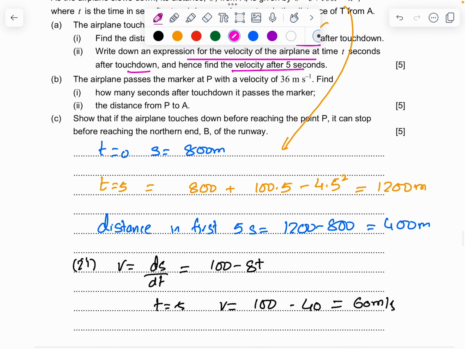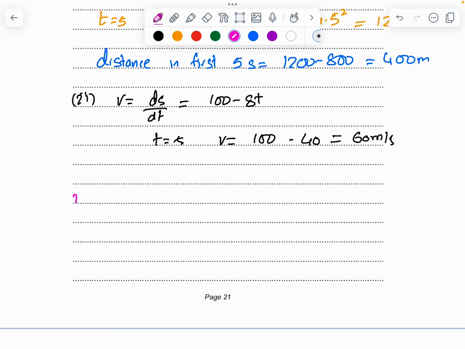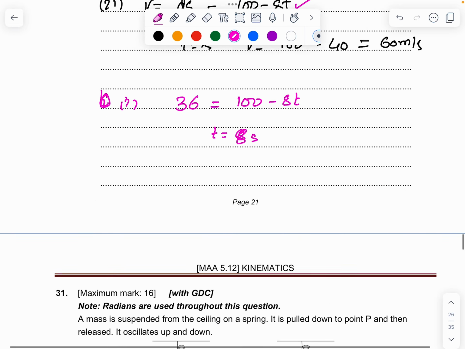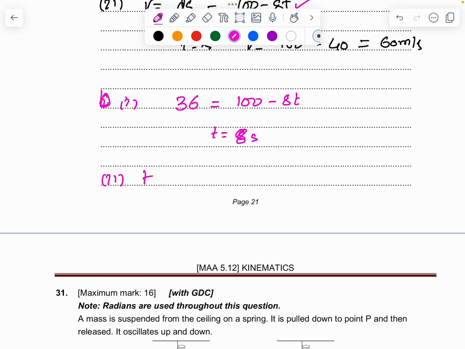The airplane passes through the marker at point P with a velocity of 36. Find how many seconds after touchdown it has passed through. So, for part B, the velocity is 36 and the formula for the velocity was 100 minus 8t. So, this gives me the t value as 8 seconds. So, after 8 seconds. What is the distance P to A? So, t equals 8, s equals 800 plus 100 times 8 minus 4 times 8 squared, which is going to be 1344 meters.